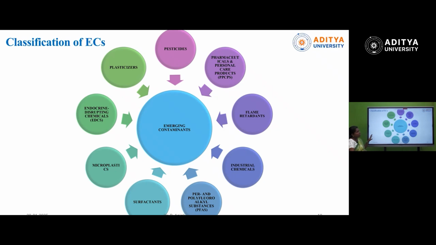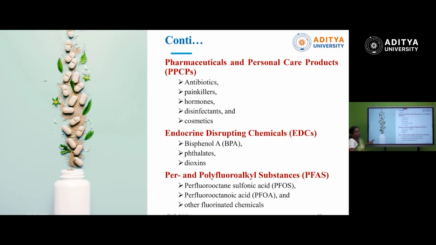Apart from these, a few more are there, but the ones I have given are where more research is taking place. Among that also you can see EDCs, PFAS, PPCPs, where active research is taking place. Those who want to do research as a scholar or MTech students can focus on these areas also. Okay, so let us continue with that.